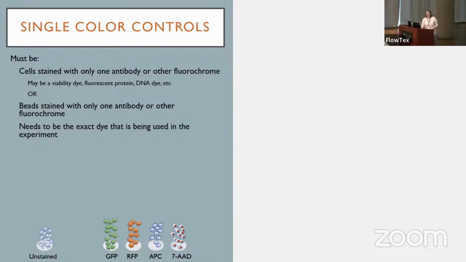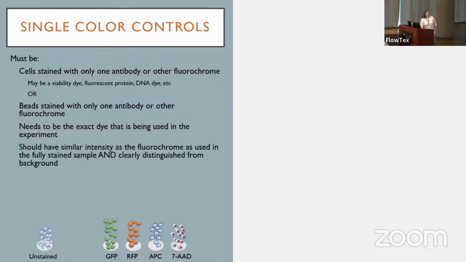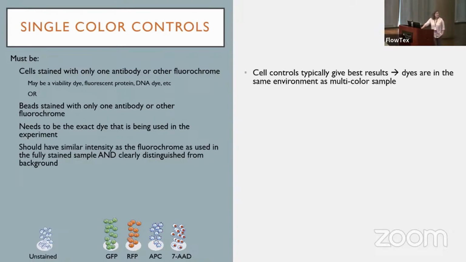Okay. All right. It does need to be the exact dye. And again, old PE-Cy7 versus new PE-Cy7, a different lot, those could give you different experiments or different results. And I think as Peter mentioned, they should have a similar intensity as the fluorochrome as used on the fully stained sample. So we'll talk more about this in just a minute.